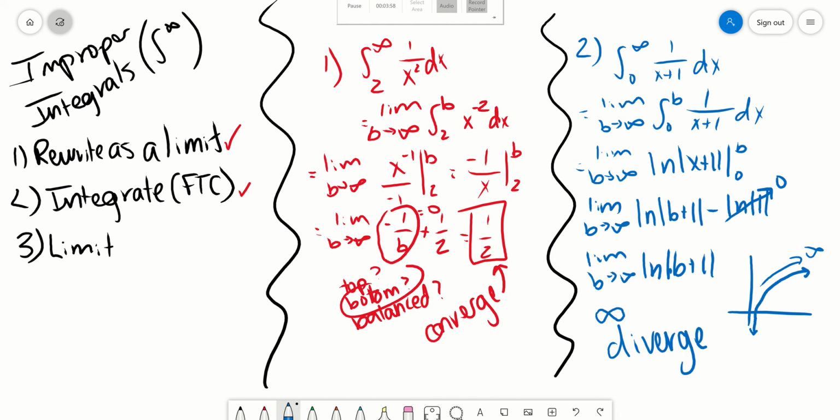So you are going to see a little bit of stuff with improper integrals. So just remember this process.